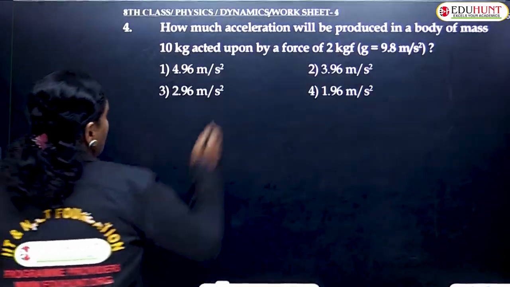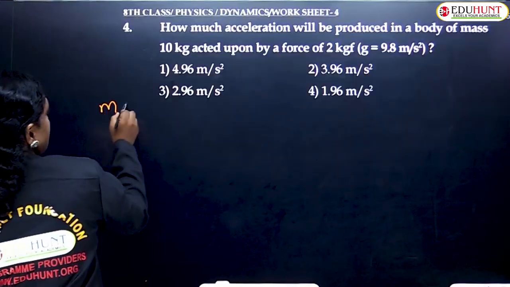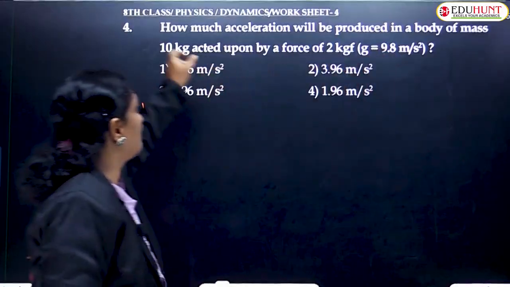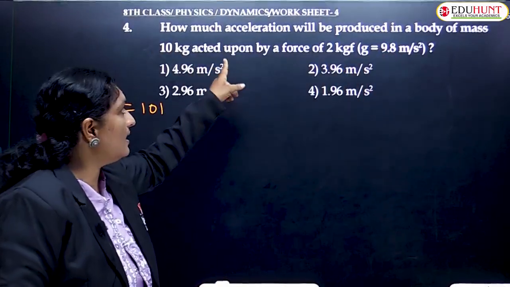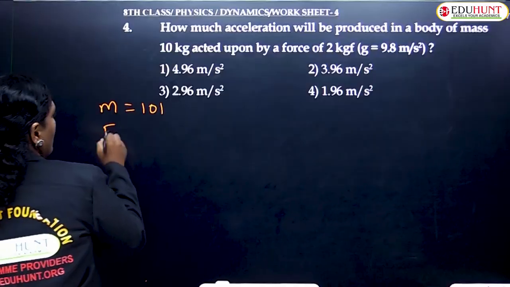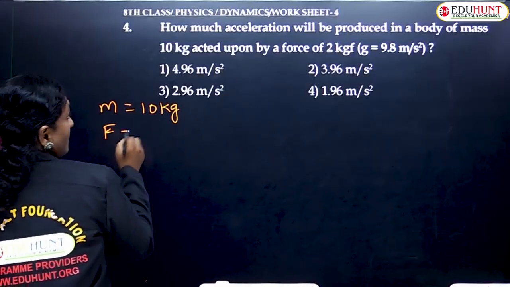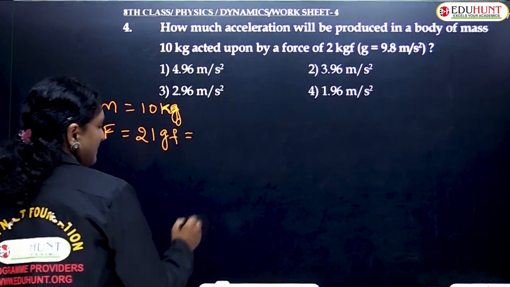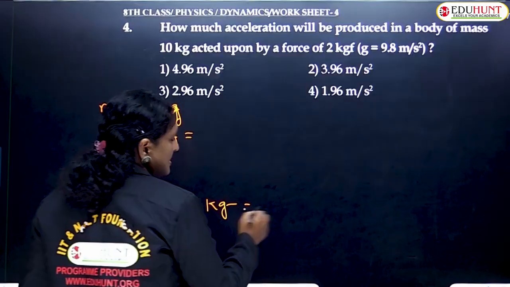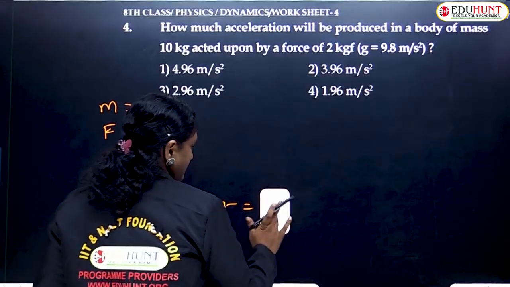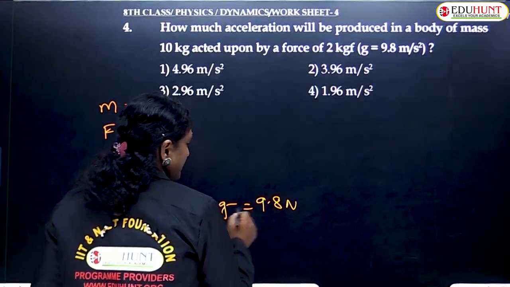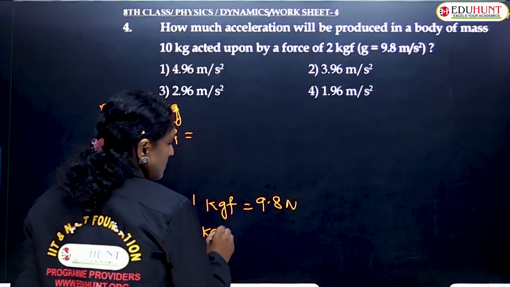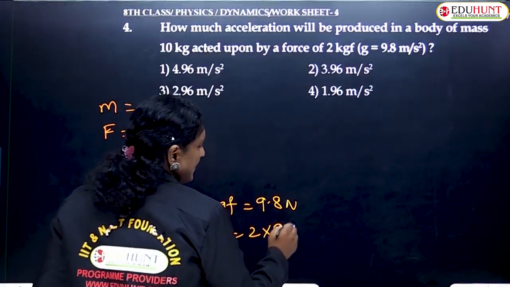Let us go in detail. So what is given, children? Mass is given to be 10 kgs. How much acceleration will be produced in a body of mass 10 kg? Mass is 10 kg. Force, how much is given? Force is equal to 2 kgf. So kgf is nothing but we already know that 1 kgf is equal to 9.8 Newton. Okay, so 2 kgf is equal to 2 into 9.8 Newton.